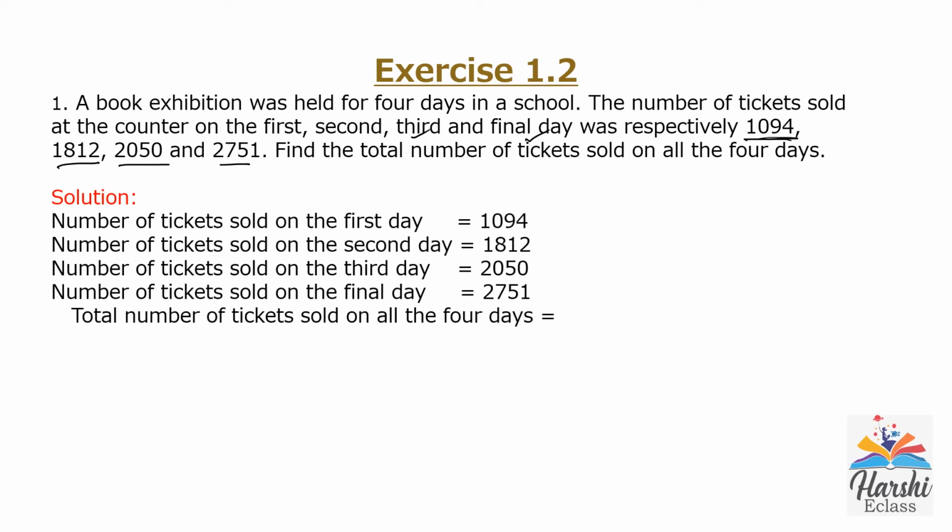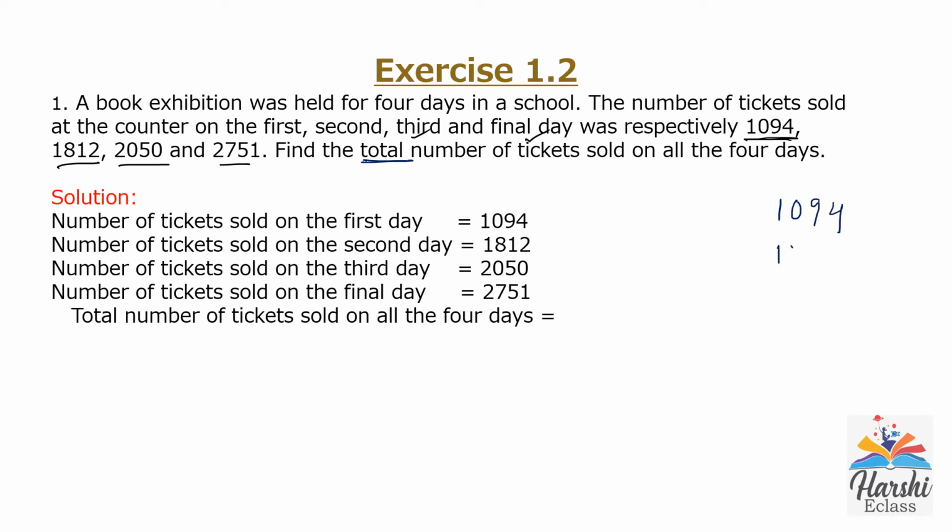After that, find the total number of tickets sold on all the 4 days. Total number of tickets. For that, what we will do? We will do addition. Whenever there is total or altogether, the type of words comes in the story sum, that means we are going to do addition. So, for adding these numbers, arrange them according to their places.